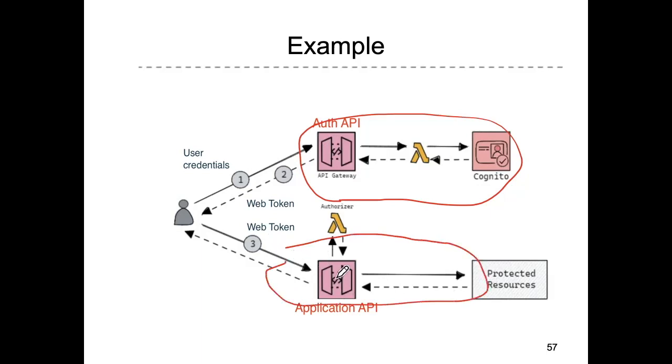But in order to communicate with the functionality that's down here, they may need a JWT token in order to access them. And that token is provided by the functionality up here. So it's just two separate API instances, if you like, and there's lots of lambdas at play here.